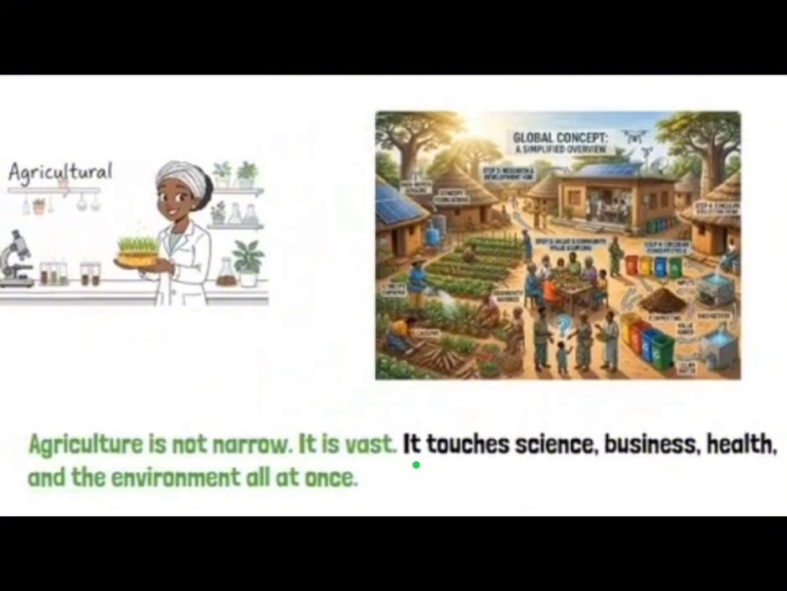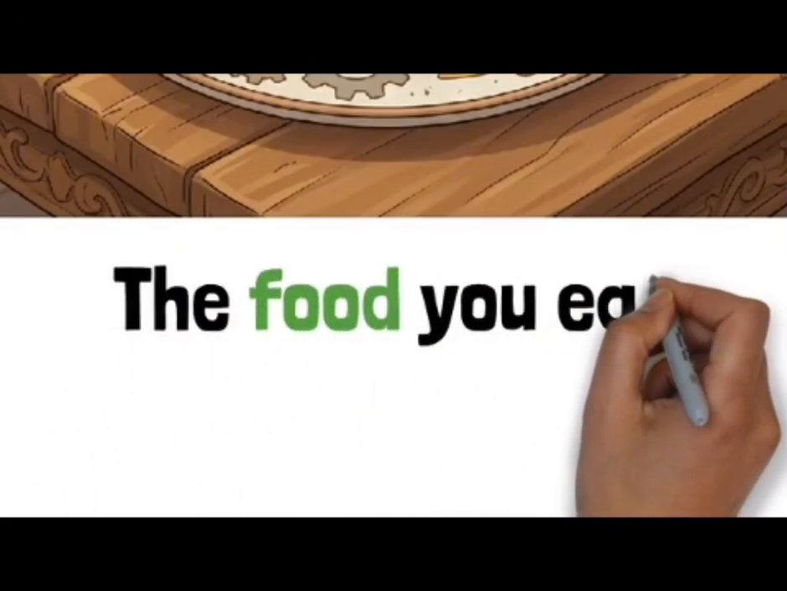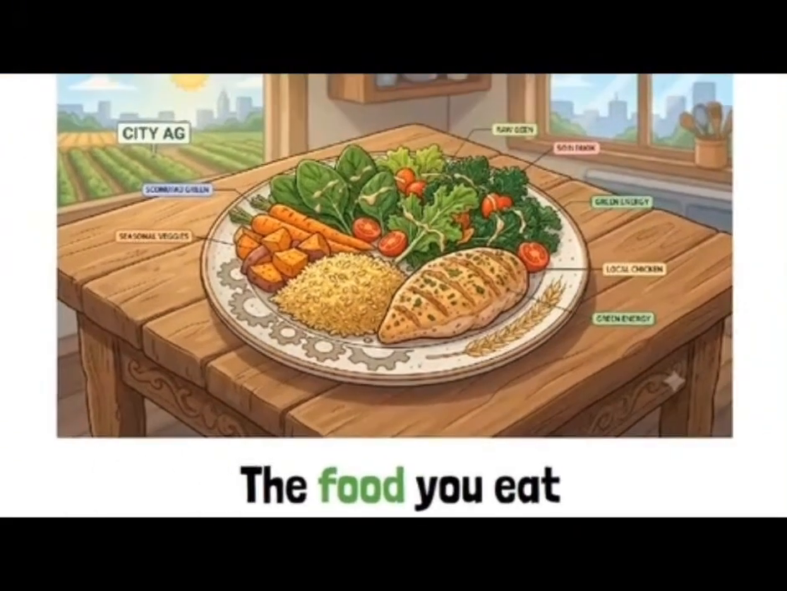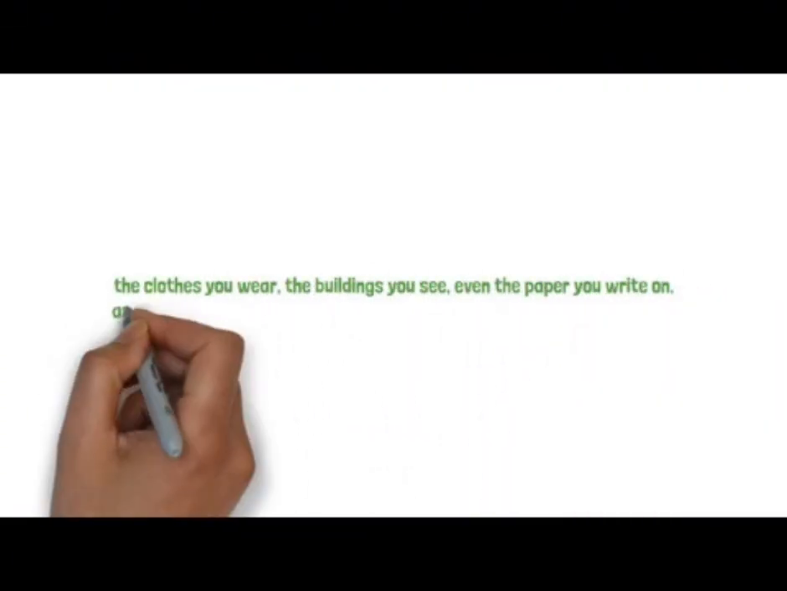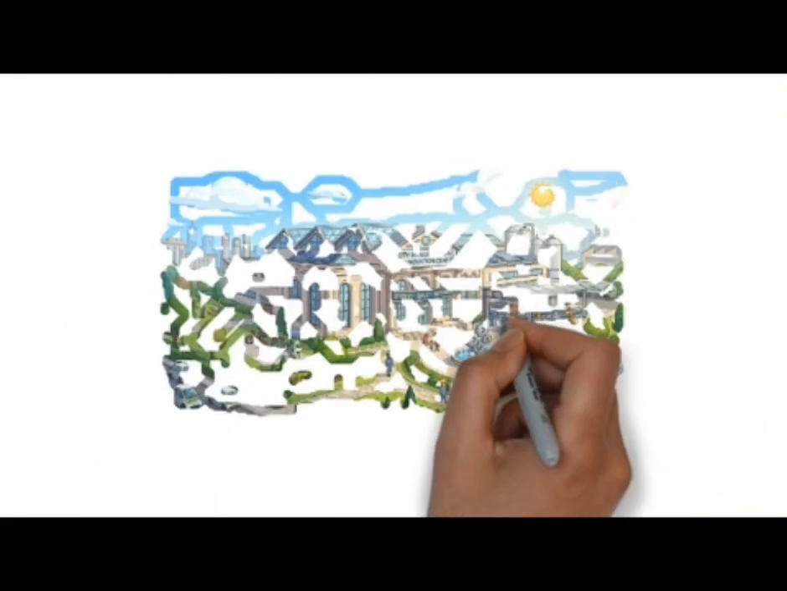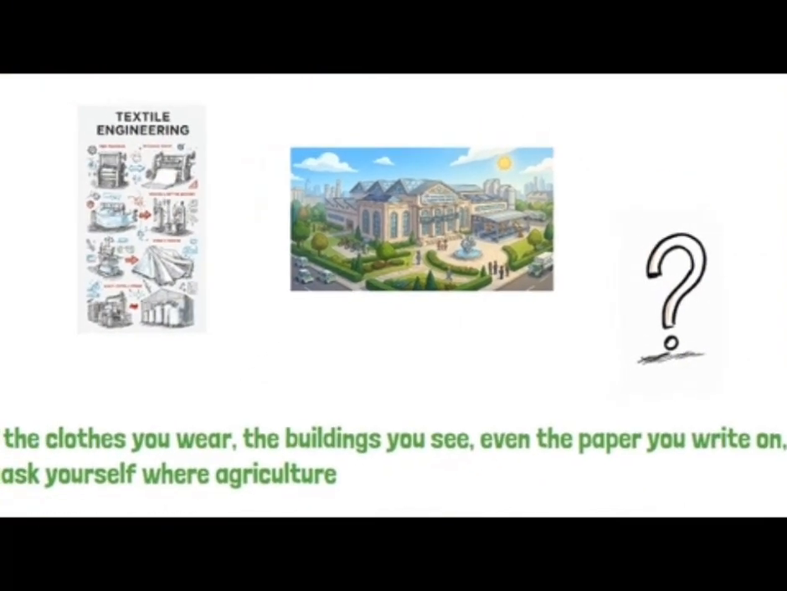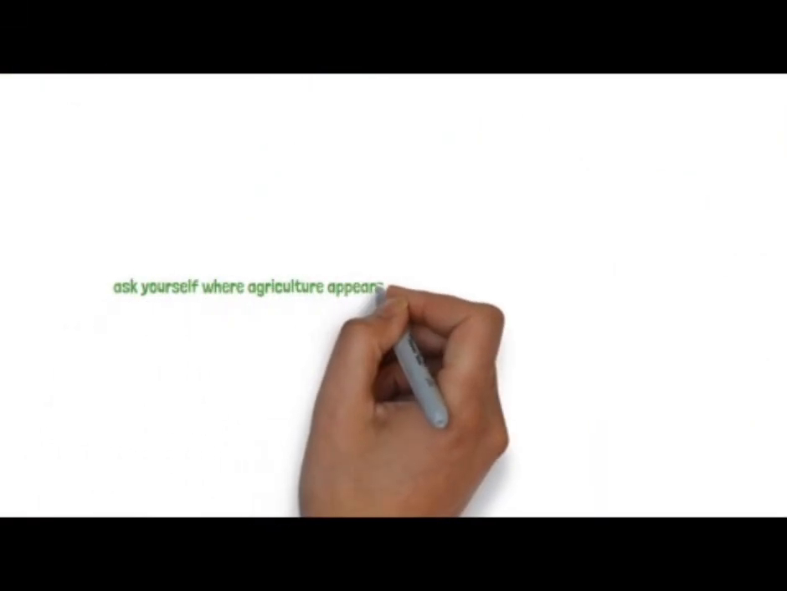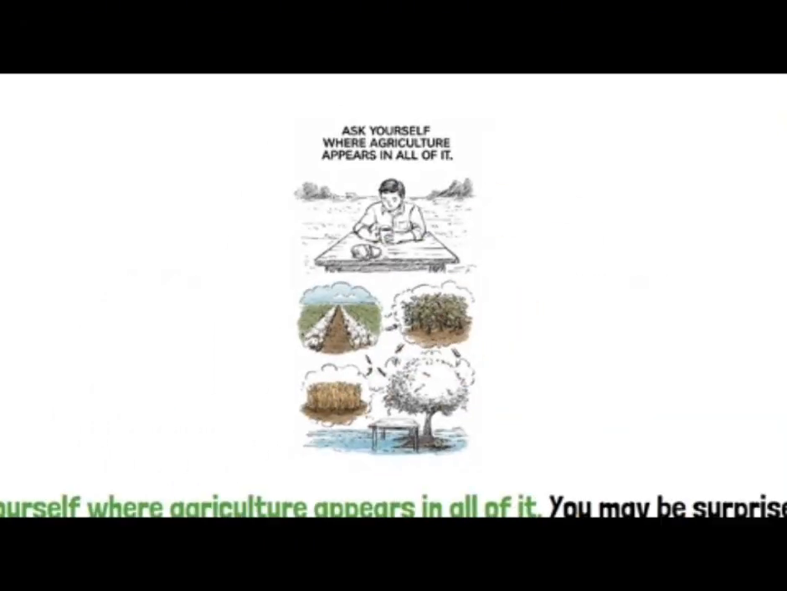And now for a moment of reflection. As you think about the world around you, the food you eat, the clothes you wear, the buildings you see, even the paper you write on, ask yourself where agriculture appears in all of it. You may be surprised how much meaning is hidden in that quiet moment.